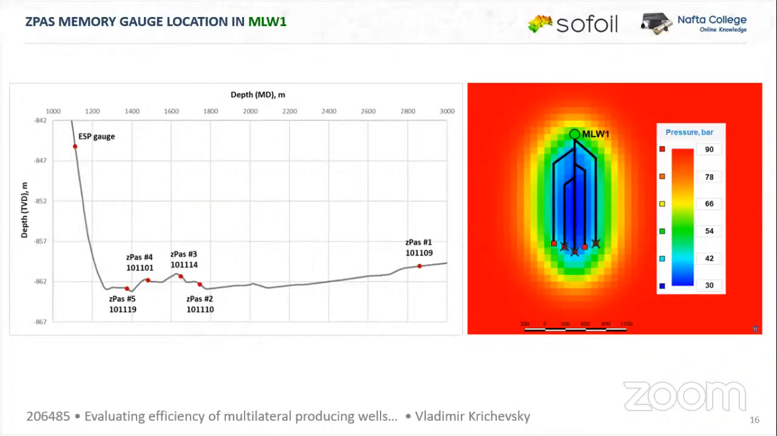So for wells with complex completions, it is possible to obtain an alternative estimate of the inflow profile. To achieve this goal, we set the following tasks: pressure analysis, data calibration, and estimate of the inflow profile. As Vladimir mentioned, the well had 5 memory pressure and temperature sensors that pass 20 m located in the toe and near each lateral. Combined with a pump gauge, this provides 6 pressure recordings along the wellbore. The location of Z-pass tools in the well is shown on the slide.